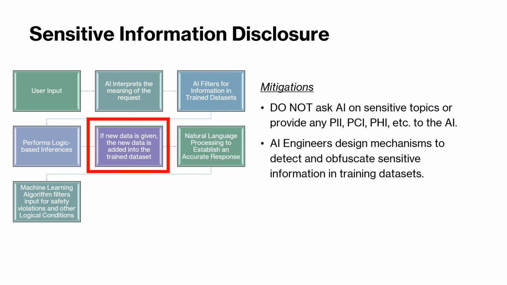The next vulnerability has some interesting talking points to it. So for sensitive information disclosure, I thought it'd be important to bring up our process map of how AI works. Before the response, you notice if new data is given, the new data is added into the trained data set. So if I want to ask ChatGPT or Microsoft Copilot, could you please tell me, based on my bank statement, which let's just assume I uploaded, how could I best spend my money to save $50 a month?